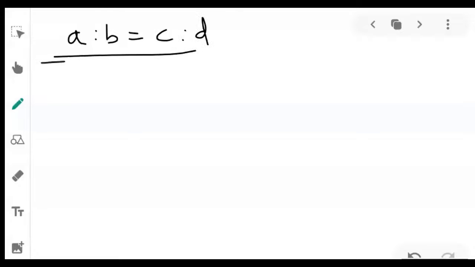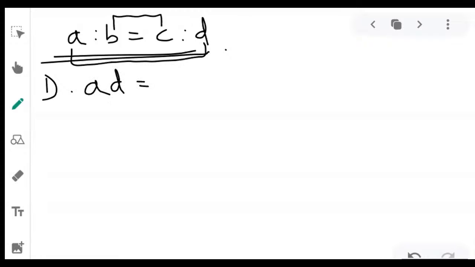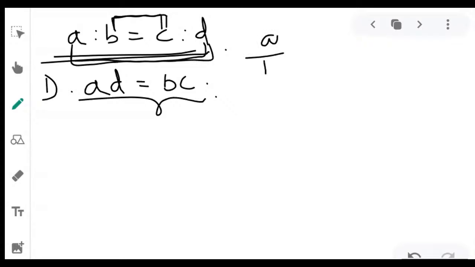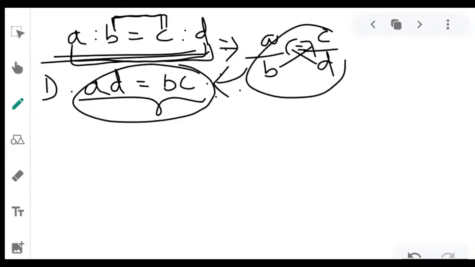So if I have A is to B is equal to C is to D as my proportion, my first rule is that A into D is equal to B into C. That is product of outers is equal to product of inners. Do we actually need to do this all the time? I'd prefer doing that A by B is equal to C by D. You know that. So AD is equal to BC. This is how I got my formula. If you think that it is unnecessary to remember this, you can always do it from the fraction. All right?